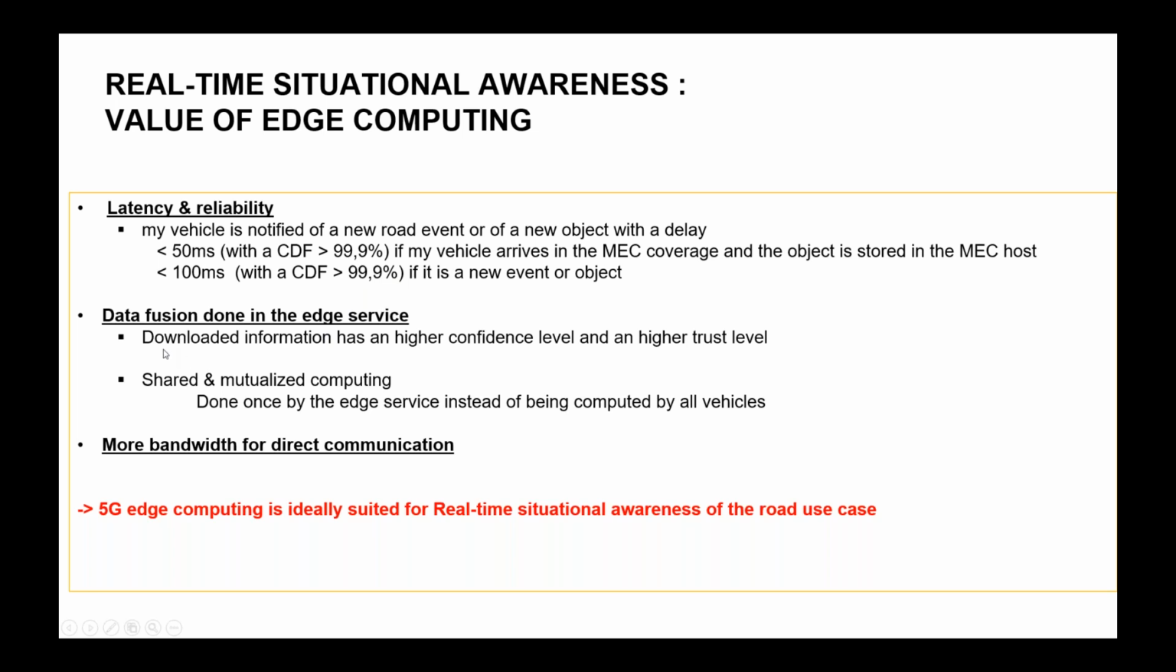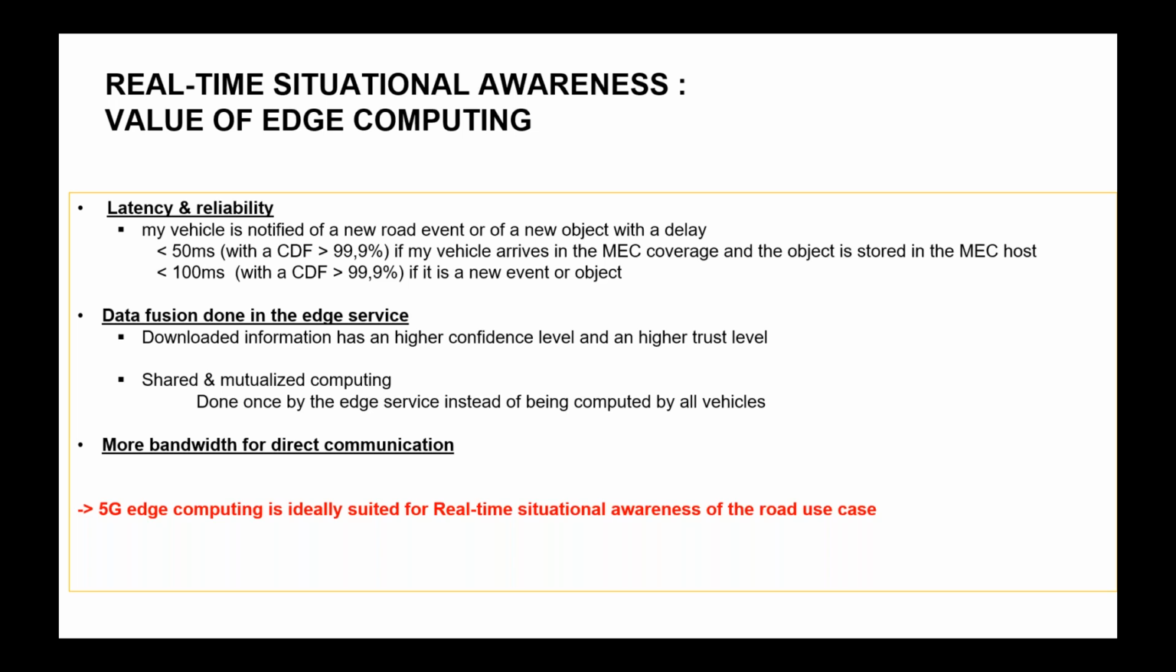The second value of this type of edge is that it will do data fusion of the received information. So if 50 vehicles report something which looks like an accident, it's very trustable information for the vehicle receiving this information. And it's much more reliable and trustable than a notification of an accident that you receive from a single vehicle.